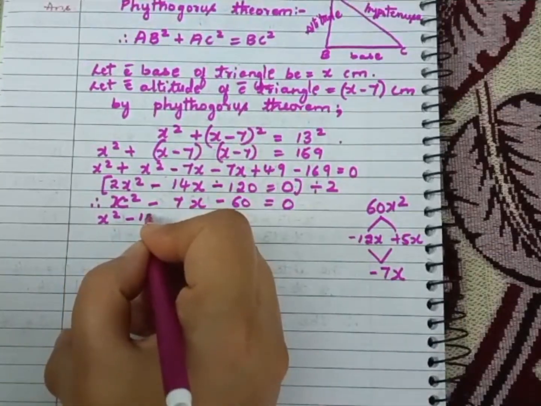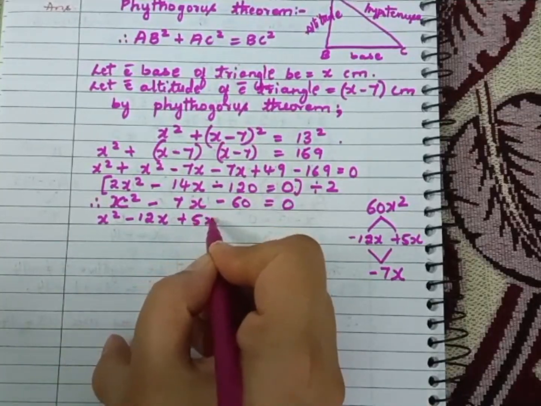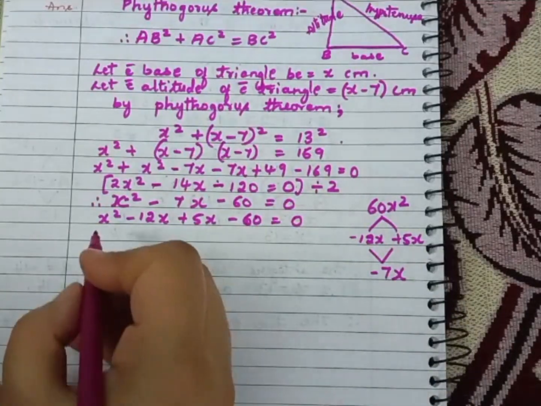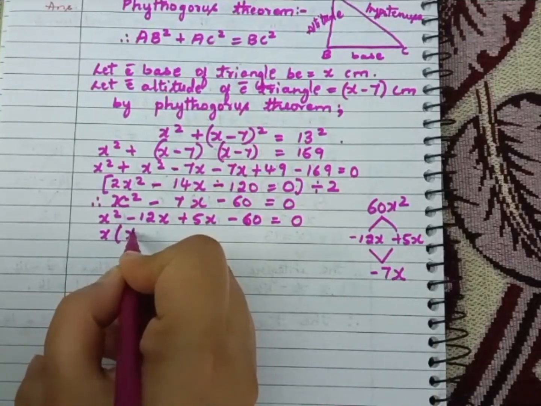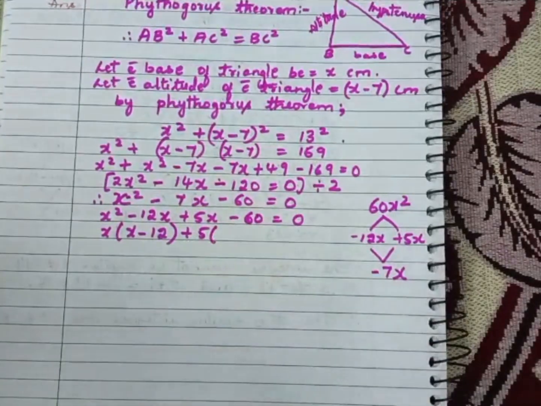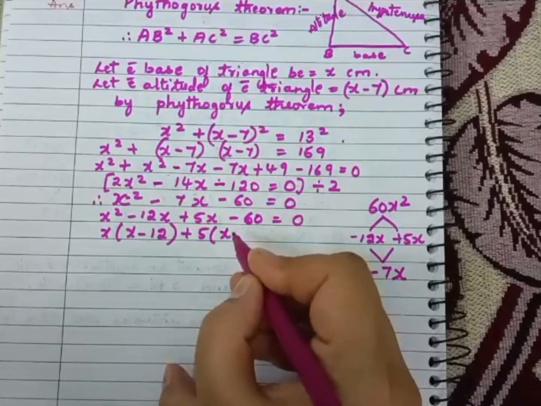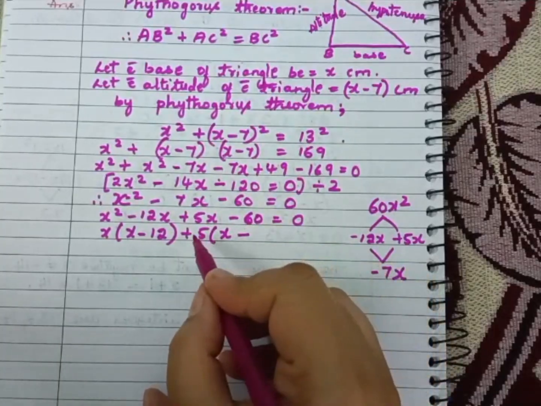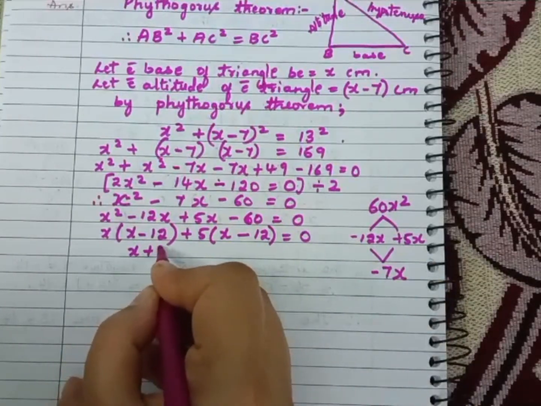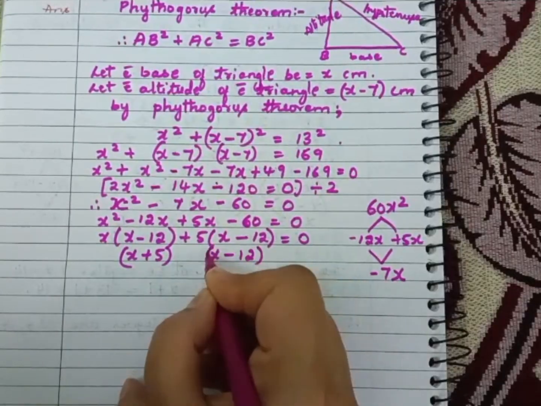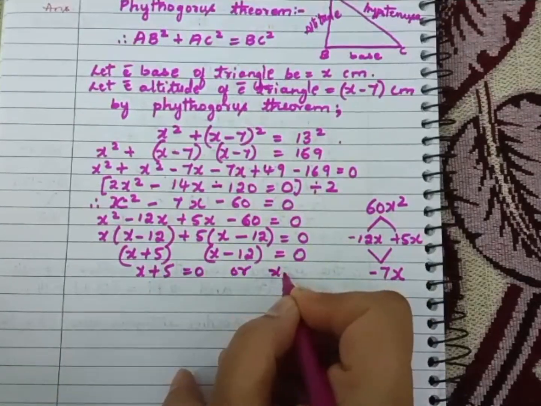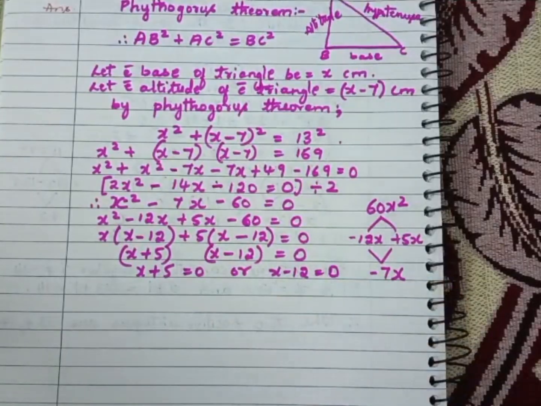x square minus 12x plus 5x minus 60 is equal to 0. x into x is x square, minus x into 12 is 12x, plus 5 into x is 5x, plus into minus is minus, 5 twelves are 60 is equal to 0. x plus 5 and x minus 12 equal to 0. x plus 5 is equal to 0 or x minus 12 is equal to 0.